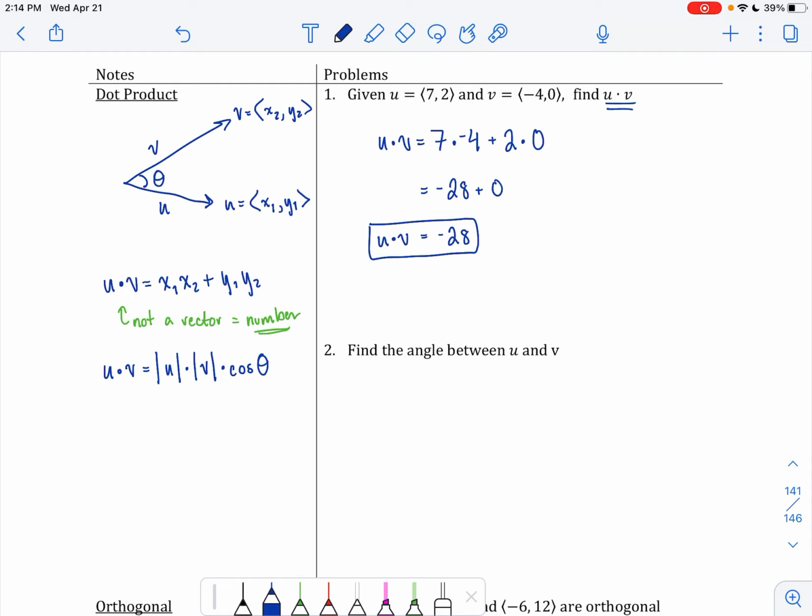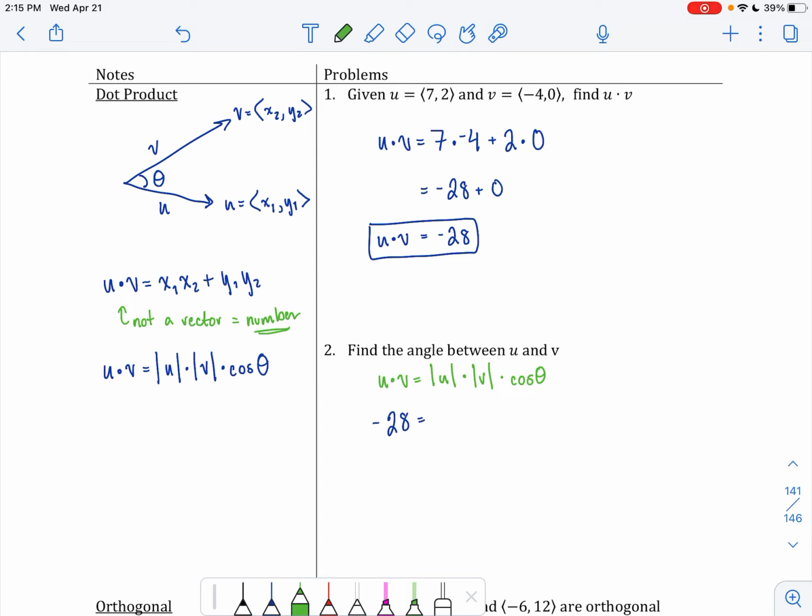Now, if it's asking you to find the angle between the two, do this process first. Once you've done this process, you can use the second formula. Because what it says is that U dot V is the magnitude of the two vectors times the cosine of the angle. Well, you already know that U dot V in this case is negative 28. That's what we just discovered.